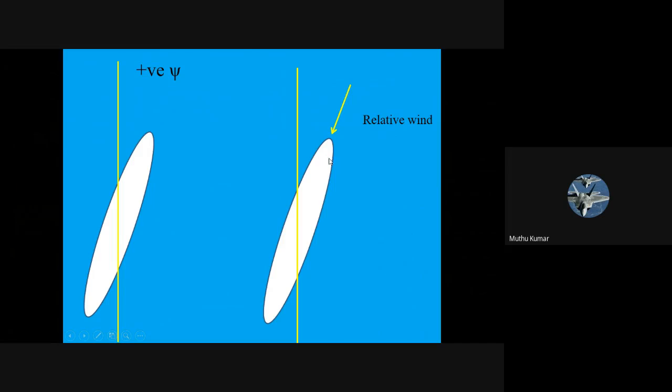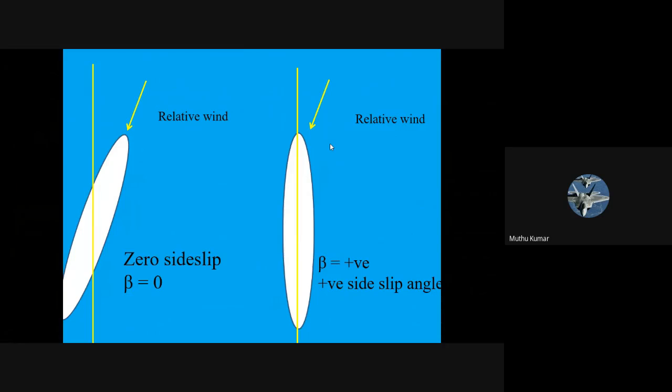Just observe one situation here. With respect to this line there is some angle, so I have set that as a positive psi. But if the relative wind, even after the tilt, goes exactly along the nose, I'm going to call that zero sideslip. Beta is equal to 0 completely. Even though there is a yaw angle, there is no sideslip angle, because sideslip angle is due to the relative wind.